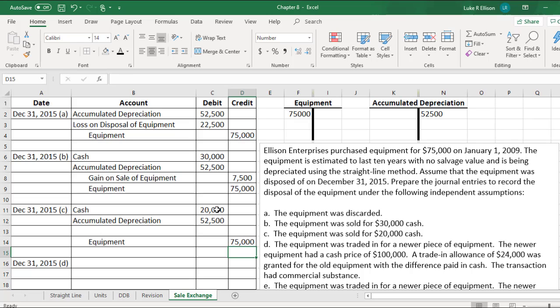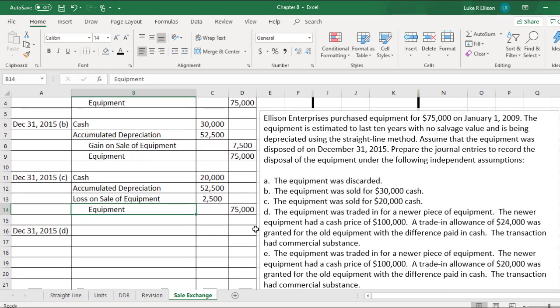Now if we were to add up our debits, we would see that these two numbers add up to $72,500, which is smaller than our $75,000 credit. So therefore, the difference between those two numbers has to go on the debit side. We can take $75,000 and subtract the two debits, and we see that that comes to $2,500. And since the difference is on the debit side, we call this a loss on sale of equipment.